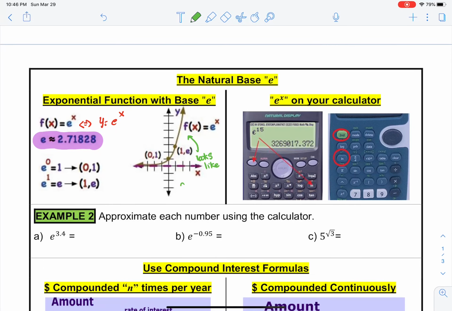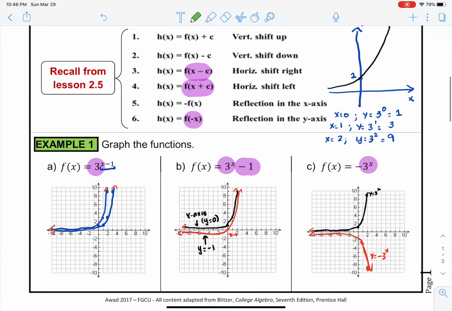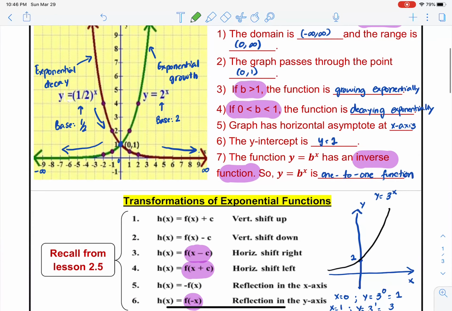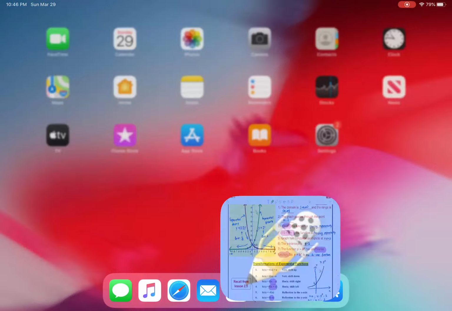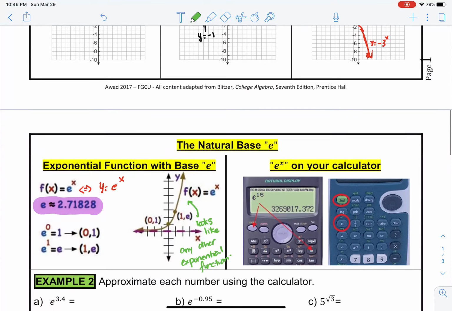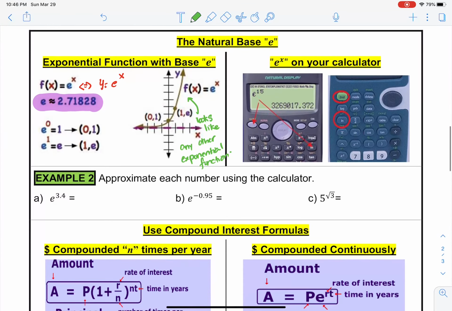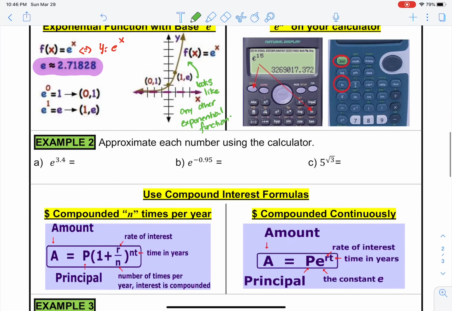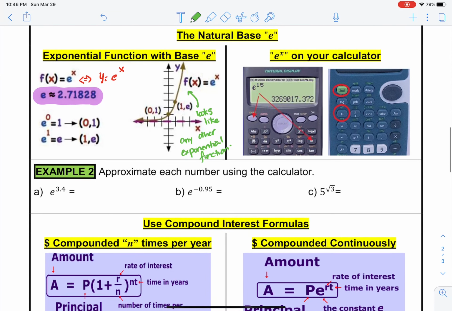And you can see that the graph of e raised x looks like any other exponential function. For example, we could look at y equals 3 raised x over here, and y equals 2 raised x over there. So every exponential function, pretty much they look the same. The only difference here when we use e is that we call it the natural base.